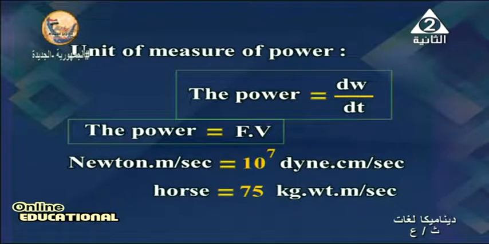Horse equals 75 times 980, or 735 Newton meter per second, or joule per second, or horse equals 735 watt.